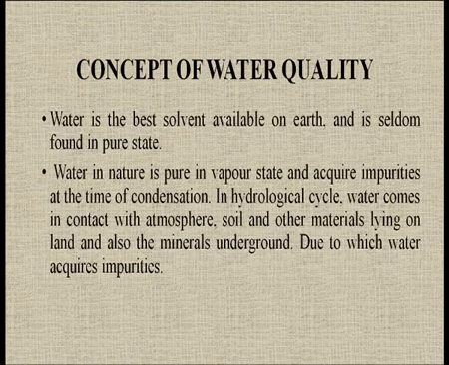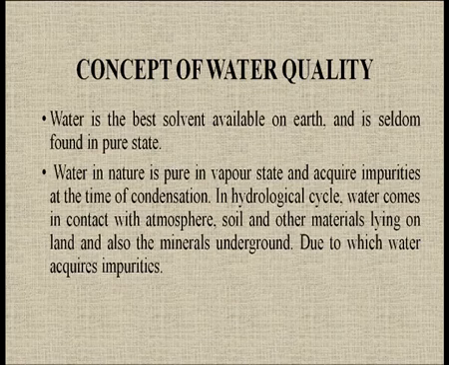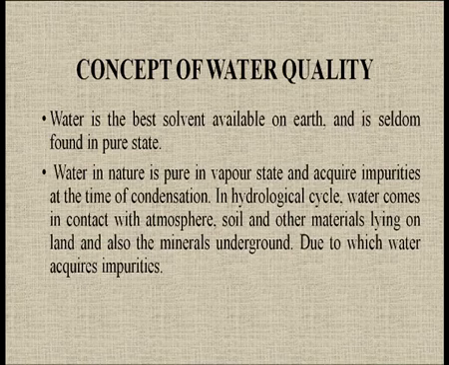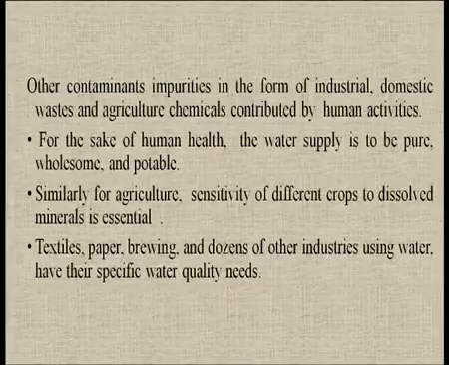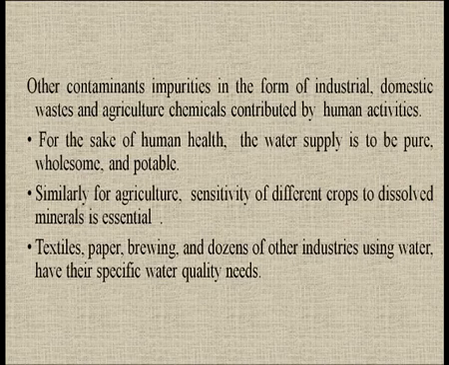Concept of water quality. Water is the best solvent available on earth and is seldom found in a pure state. Water in nature is pure in vapor state and acquires impurities at the time of condensation. In the hydrological cycle, water comes in contact with the atmosphere, soil and other materials lying on the land and also the minerals underground, due to which water acquires its impurities. Other contaminants are impurities in the form of industrial and domestic waste and agricultural chemicals contributed by human activity.